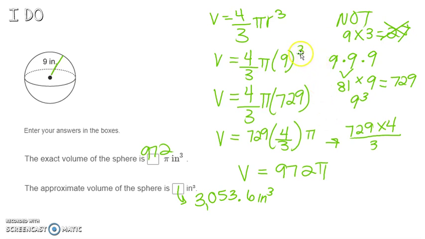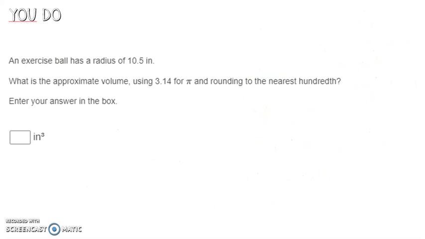All right, take a moment, look this back over. Remember, when you cube something, it is not that number times 3. You are multiplying that number by itself 3 times. All right, it is now your turn. Go ahead and find the volume for this sphere. Make sure you use 3.14 for pi and round to the nearest hundredth.